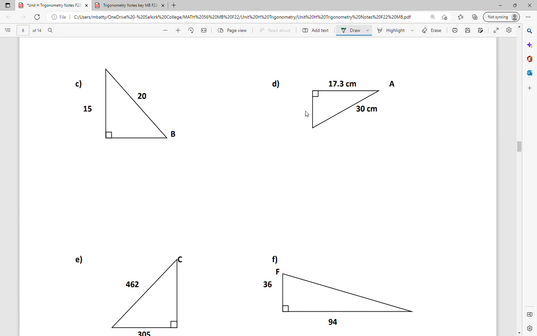The next one down, I'm solving for B. 15 would be opposite to that one, and 20 is my hypotenuse. That means that I'm dealing with the sine ratio. I'm going to be bold and skip writing out the sine ratio. I'm going to sub into the sine ratio. The sine ratio is opposite over hypotenuse, so that would be 15 over 20.